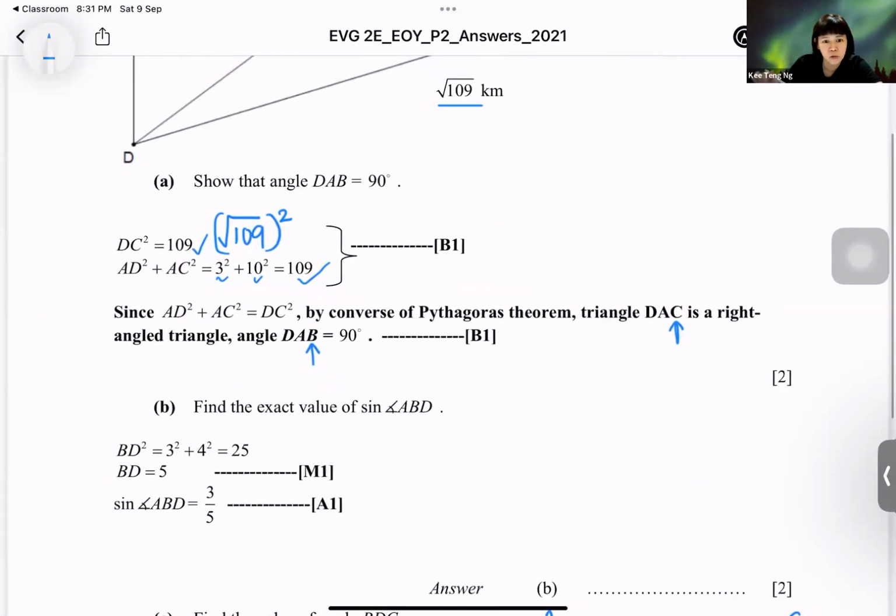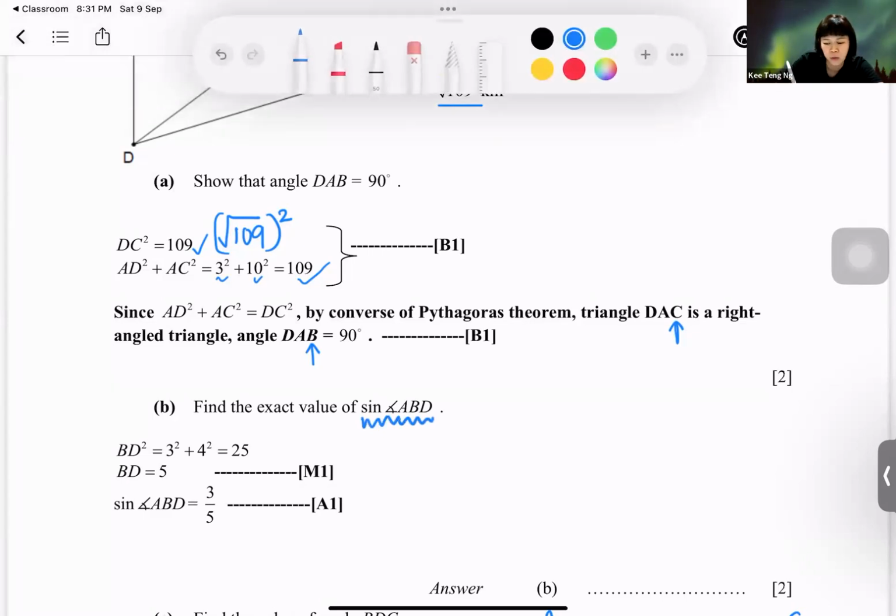Next question. Now to find the exact value of sine of angle ABD. So what are we looking for? For questions involving a trigo ratio, either we find a length, or we find an angle, or the last one, we can actually find the trigo ratio itself. So we are looking at the ratio here in this case, looking for the sine of the angle.